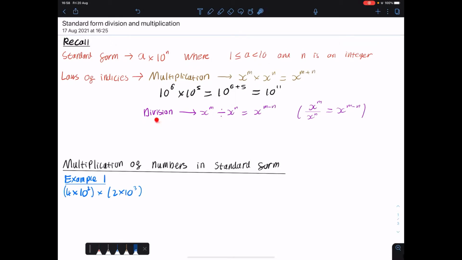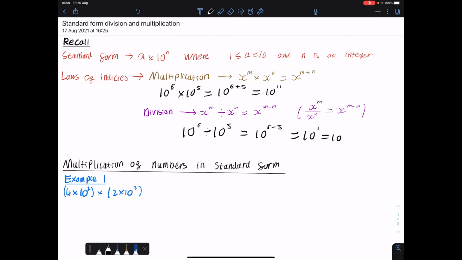Secondly, for division, our laws of indices say that x to the power of m divided by x to the power of n is equal to x to the power of m take n, which could be written like this as well using the fraction sign. So, for example, if we have 10 to the power of 6 divided by 10 to the power of 5, this is equal to 10 to the power of 6 take 5, which is just equal to 10 to the power of 1, or that can just be written as 10.